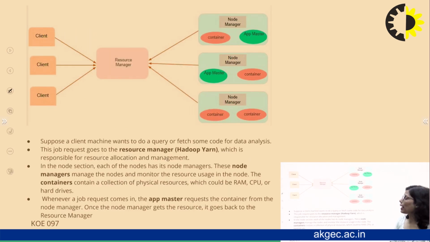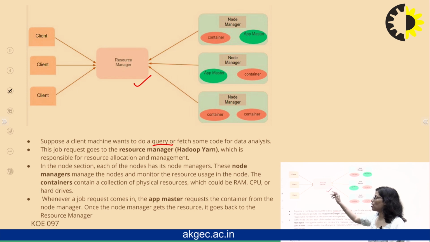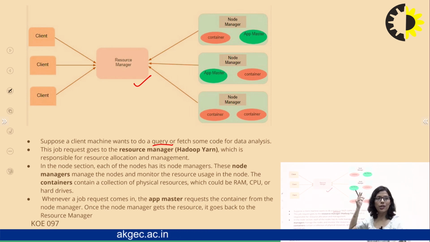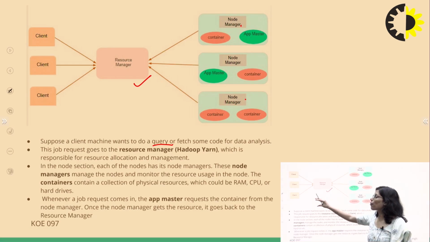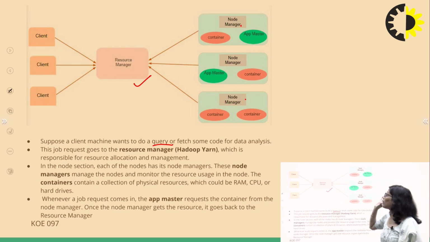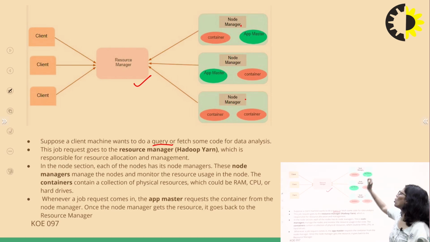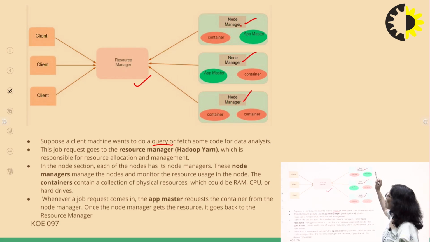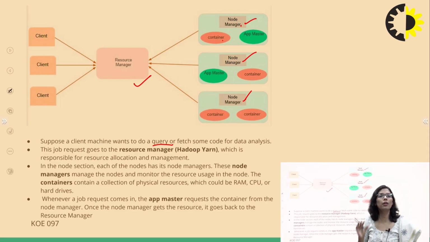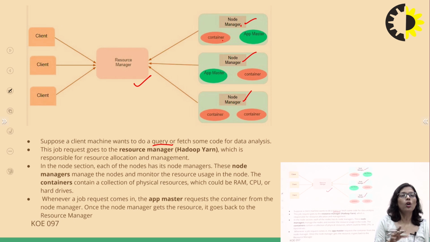Any request for data manipulation or query first comes to your resource manager. Again, this is your master slave architecture. This is your master node, whereas node managers are your slaves. So any query that comes from the client will go to the resource manager, and each of the data nodes will have a node manager with it, which manages the node. And for each node, I will have a container which will have all the resources possessed by that node. So each node will have two parts of Yarn: first is your node manager and second is your container.